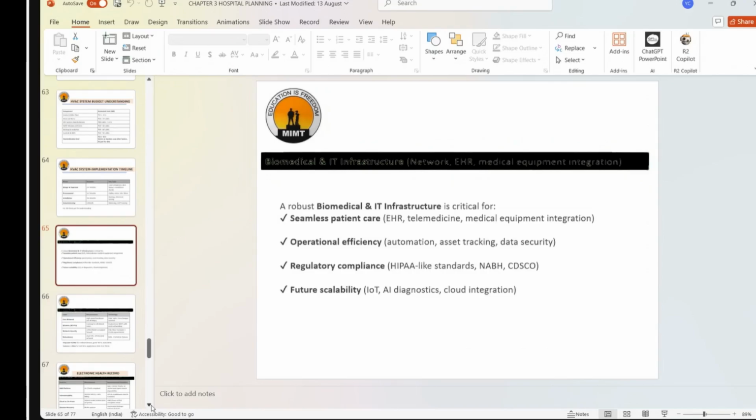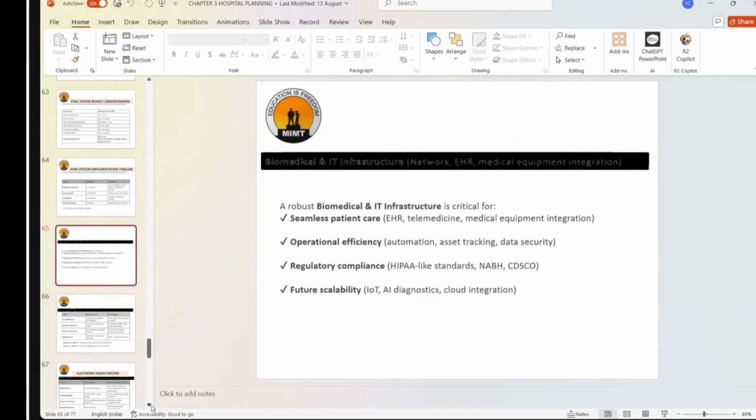Then medical equipment integration, that is also a good thing, where all the medical equipment are integrated: X-ray machines, ultrasound machines, reporting, and all that kind of thing. They are supposed to be well integrated. So that is why these are very critical areas. Operational efficiency: this biomedical and IT infrastructure gives you the liberty of automation, tracking systems, and data security also. So that is why understanding this biomedical IT infrastructure is very important.